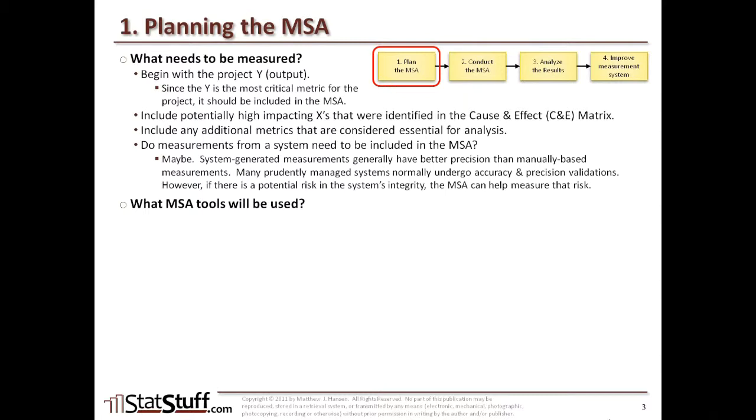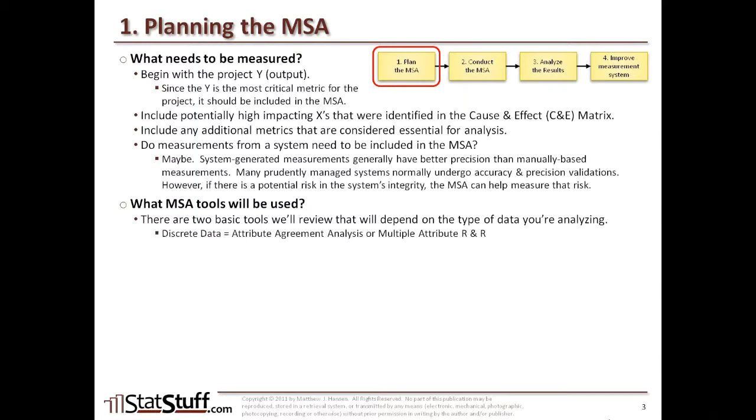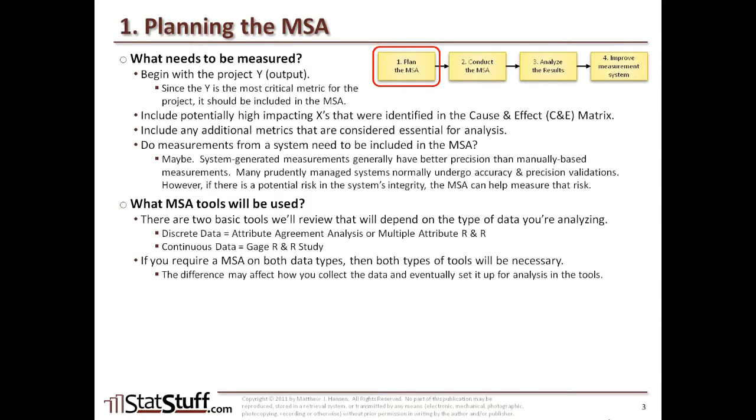Also, we want to ask ourselves what MSA tools are going to be used. Well, there are 2 basic tools that we'll review, and it's going to depend on the type of data that we're analyzing. If it's discrete data, then you could use either the attribute agreement analysis or a multiple attribute R&R. Or if it's continuous data, you can use a gauge R&R study. Now, if you require an MSA that's on both data types, then both types of tools are going to be necessary. The difference may affect how you collect the data and eventually in how you set up for analysis in the tools. Now, who's going to be a part of the study?